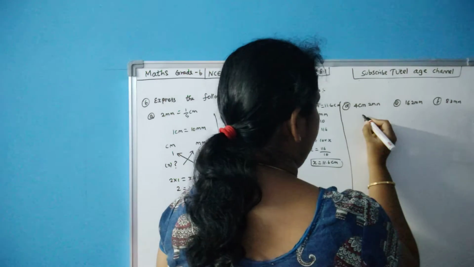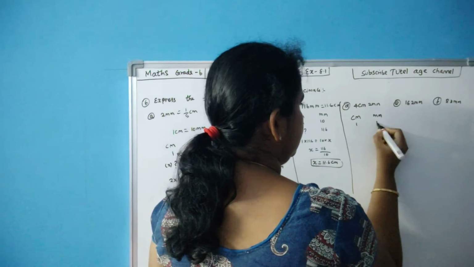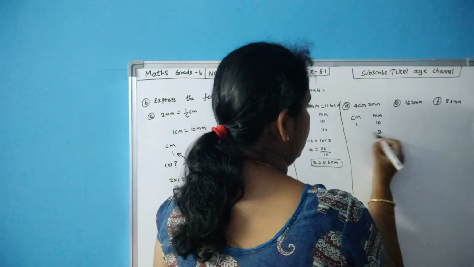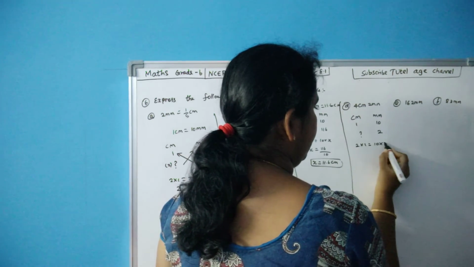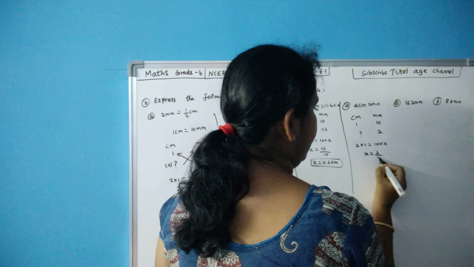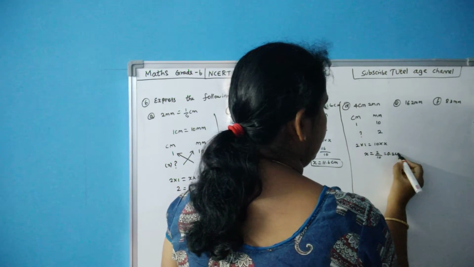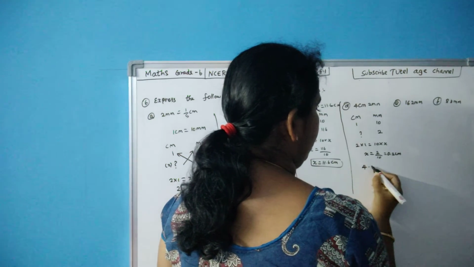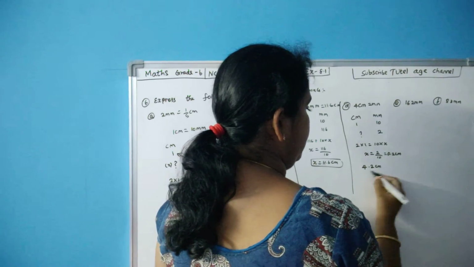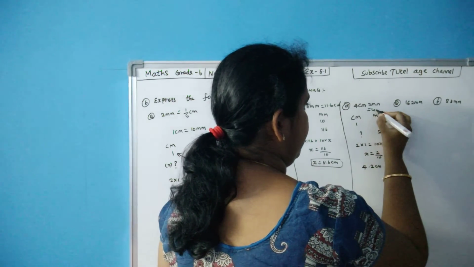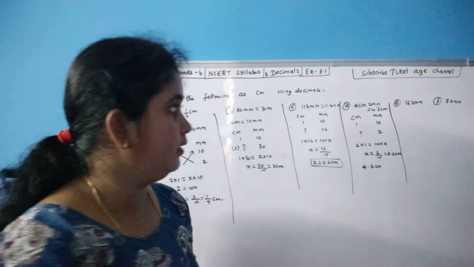4 centimeter, 2 millimeter. 4 centimeter you can keep as such. At last you can add centimeter and millimeter. 1 centimeter equal to 10 millimeter. So 2 millimeter equal to how much? 2 into 1 equal to 10 into x. So x equal to 2 by 10, which is nothing but 0.2 centimeter. So if you add 4 centimeter plus 0.2 centimeter, you will get 4.2 centimeter. Okay, 4.2 centimeter is your answer. Hope you understand.